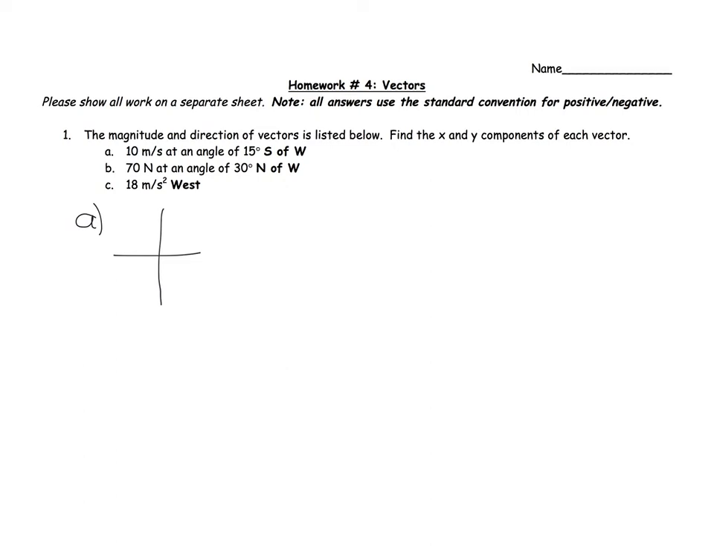Okay, so we're going to work through our vector homework here. So our first one up here is A, and we're going to find the components of this vector based off of its magnitude and direction. So first thing we want to do is draw a quick sketch of this vector.